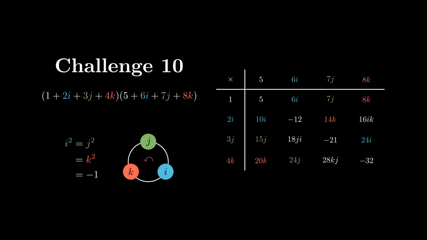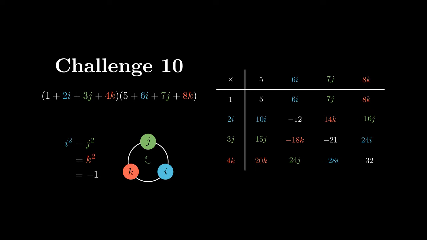But now we're going to flip the arrow and all our answers are going to be negative from now on. What does that mean? Since the arrow points to j, 16ik really simplifies to 16 times the negative of j. Since the arrow points to i, 28kj simplifies to negative 28i. And finally, 18 times ji simplifies to negative 18k.